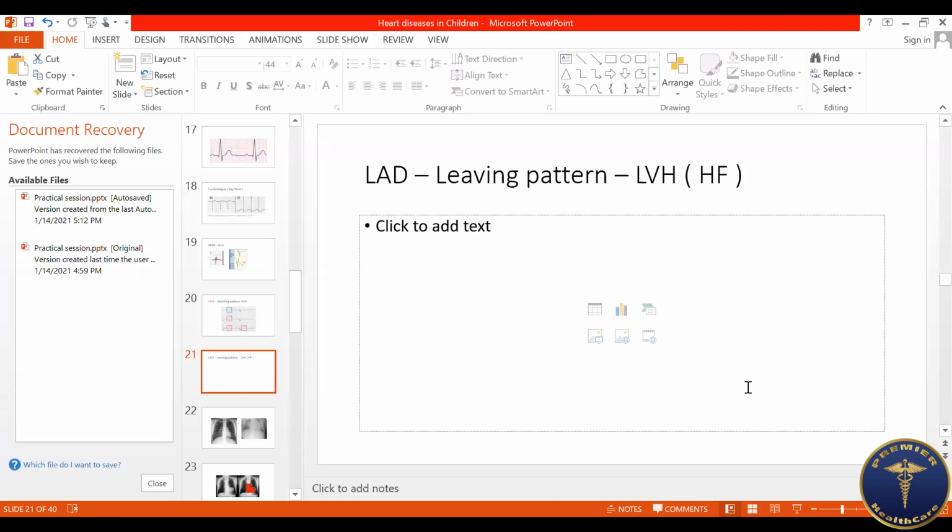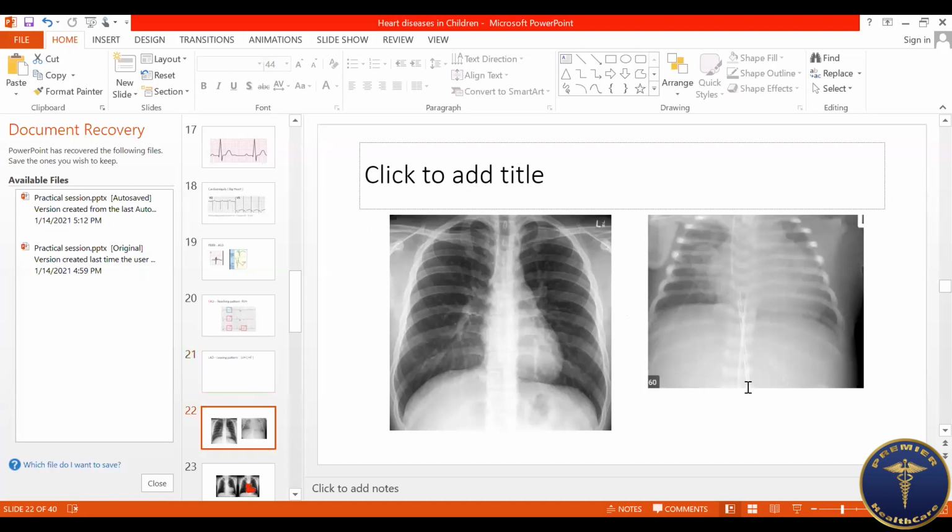Did you understand? Yes. So if you are in a base hospital, you would do an ECG. But the next thing you would do is a chest X-ray. Can you see this one? Now look at this. So here you can see a chest X-ray. This is the normal chest X-ray, right? So this is a normal chest X-ray.